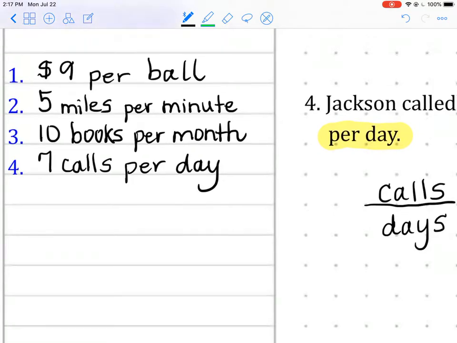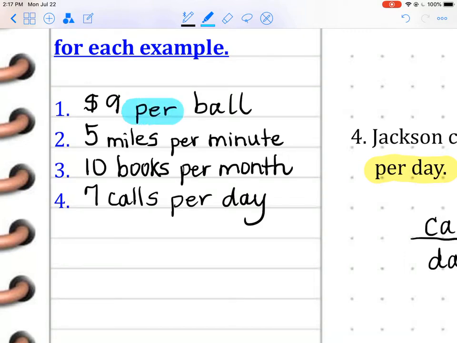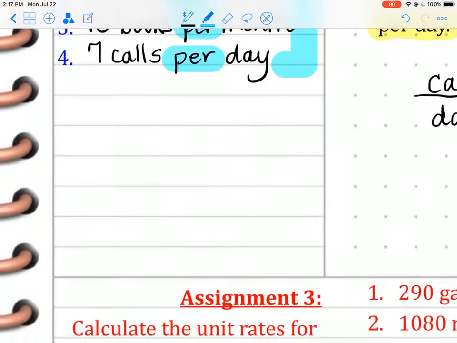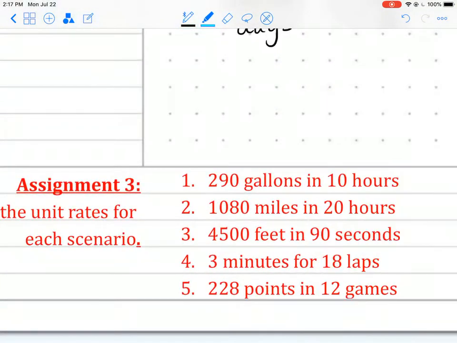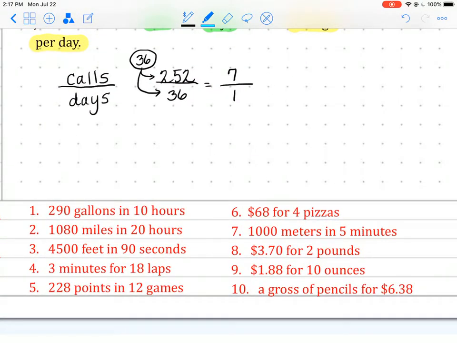So if we look at these unit rates that we found, I want to call your attention to the word per. Those are unit rates. And on the bottom, you've got units of time, and 3 of them. And then the dollar one, remember, you want your dollar sign on top, and that will make it a little bit easier sometimes. So assignment number 3 wants you to calculate the unit rates for each scenario. And so I'll be back in the next video and we'll work these problems. But I want you to work the problem and see if you can come up with the unit rates for these situations.